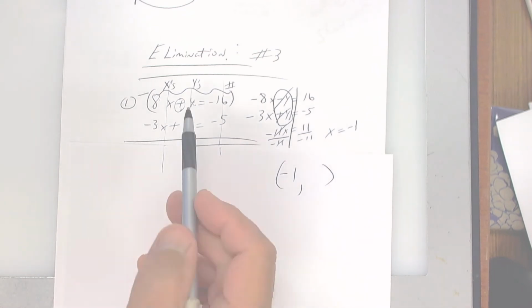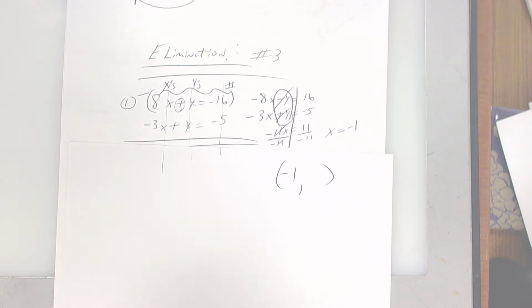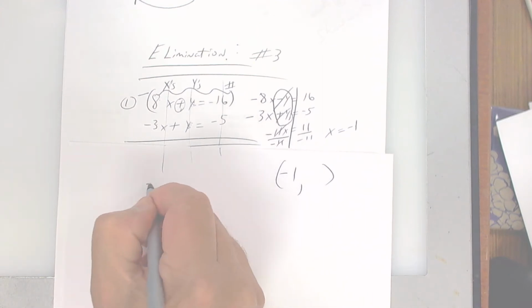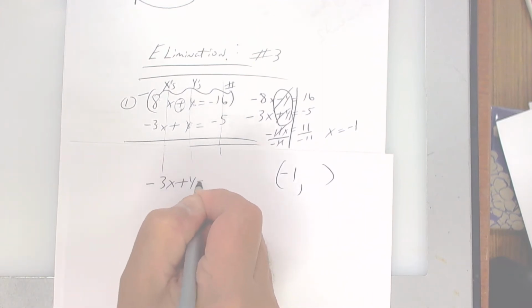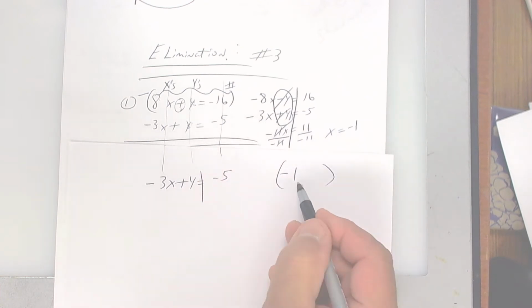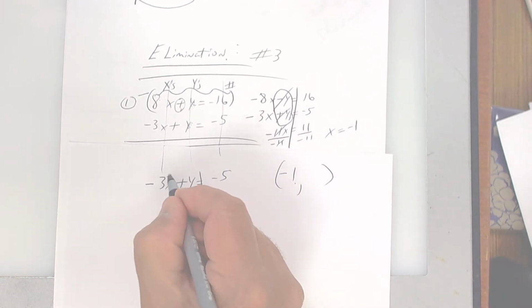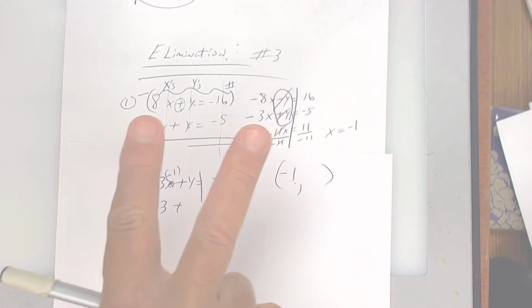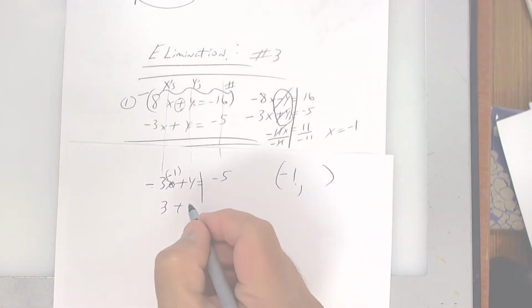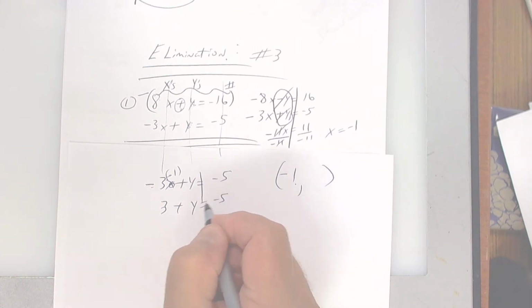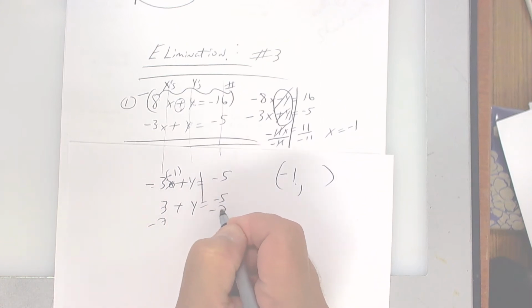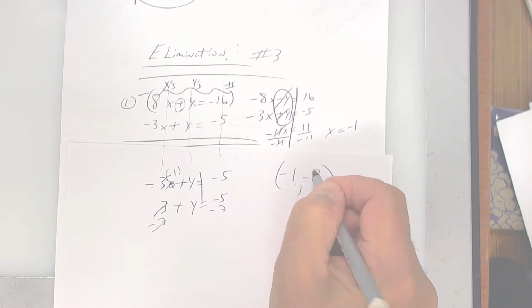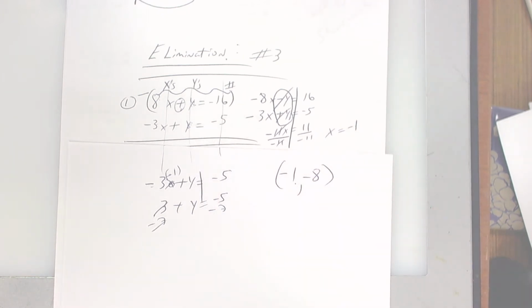Now you get to pick whichever equation you like. Which one looks friendly to you? I like the bottom one. So I'm going to say 3x plus y equals negative 5. I'm going to substitute a negative 1 right here for my x. Double negative makes a positive. Say that to yourself. Two negatives make a positive. So I get this, and then I subtract 3, and I get a negative 8. And that should work. And there it is, and that's called elimination.